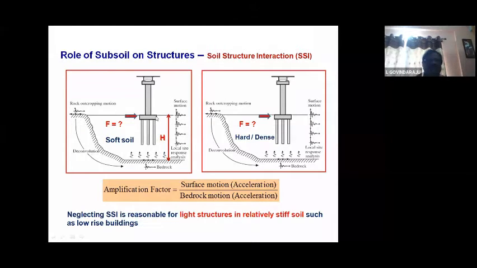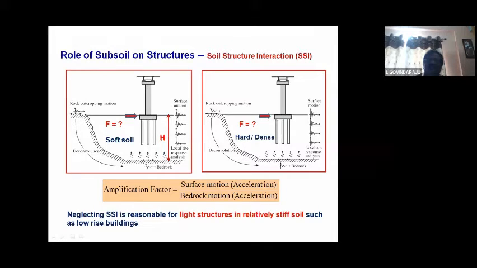Invariably, we isolate the building from the foundation as well as soil and do our analysis in the most conventional manner, separately, without accounting for the effect of subsoil on the foundation and the effect of the foundation on the structure. We do our analysis and design.